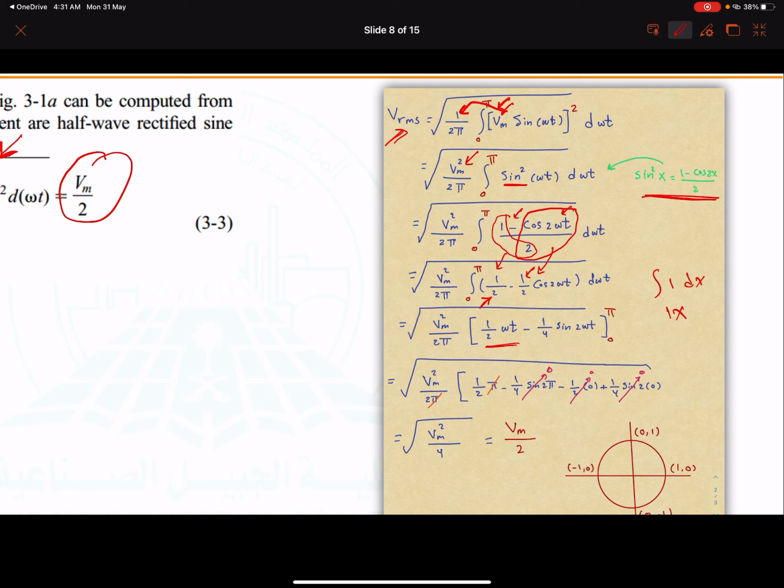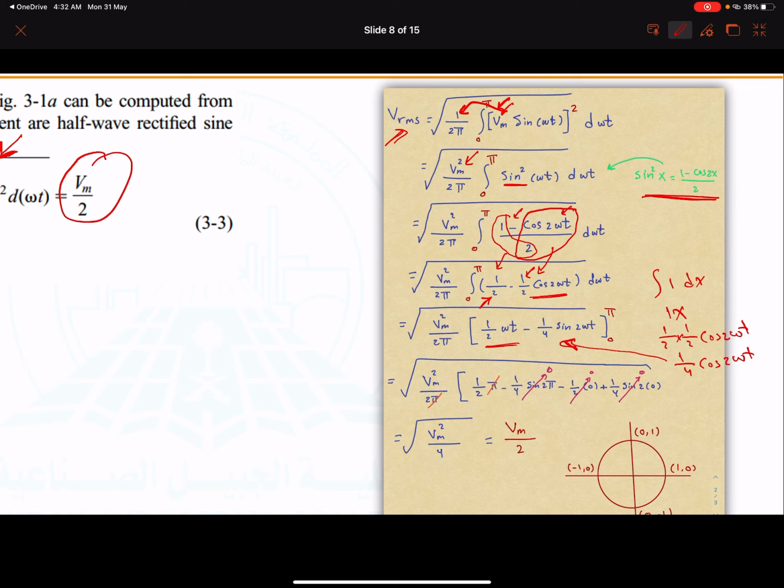And then using calculus, we know that for cosine 2 omega t, we multiply by 2 and divide by 2. So 1 over 2 multiplied by 1 over 2 cosine 2 omega t, which gives us 1 over 4 cosine 2 omega t. Now this is our answer here.